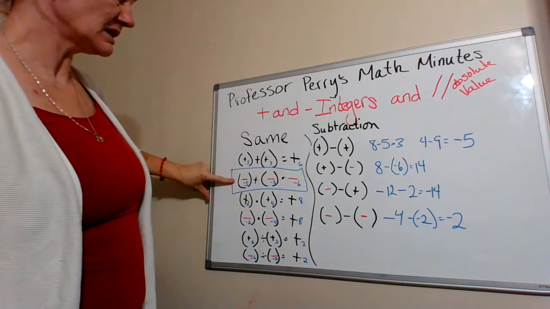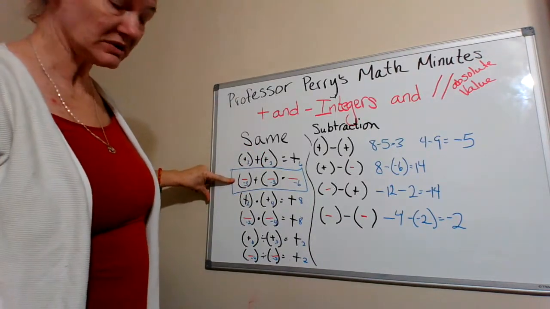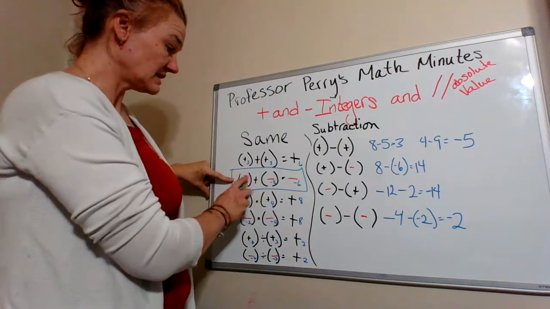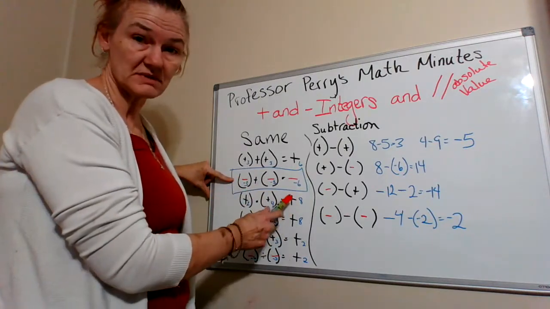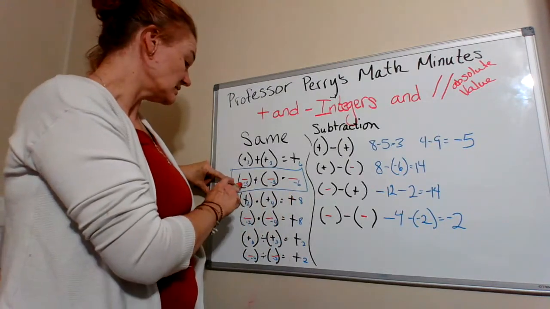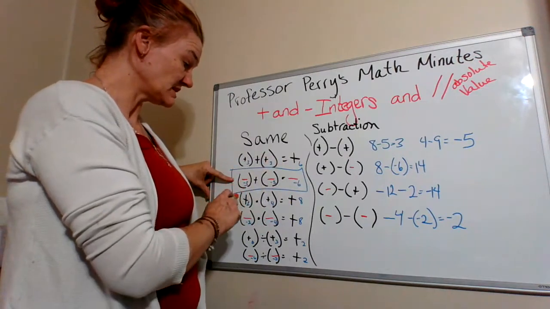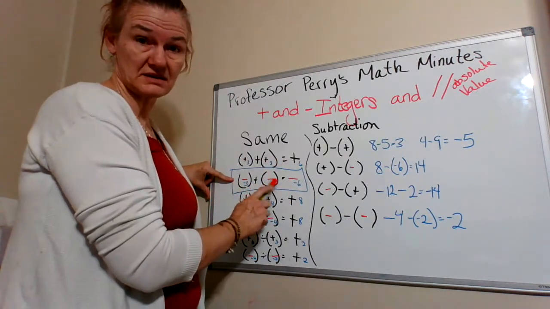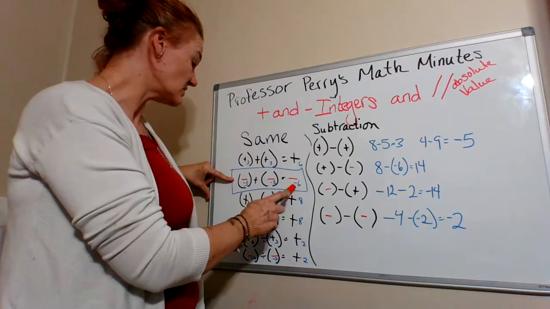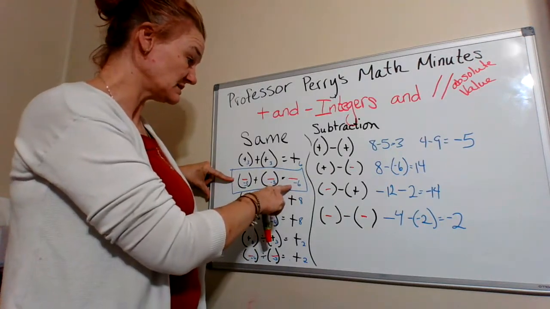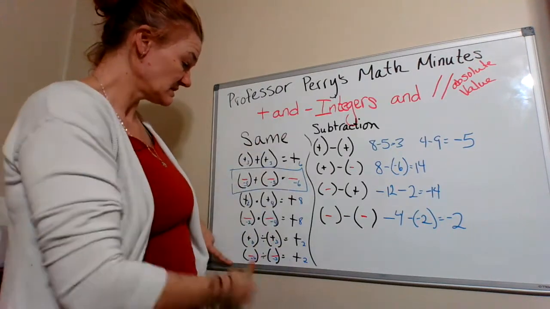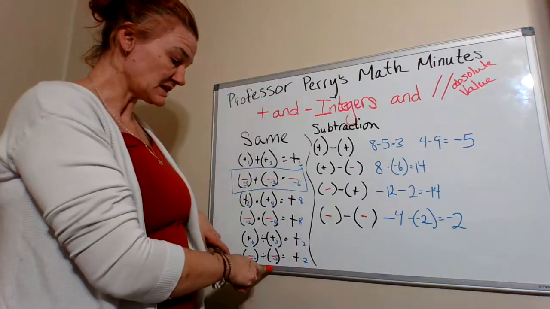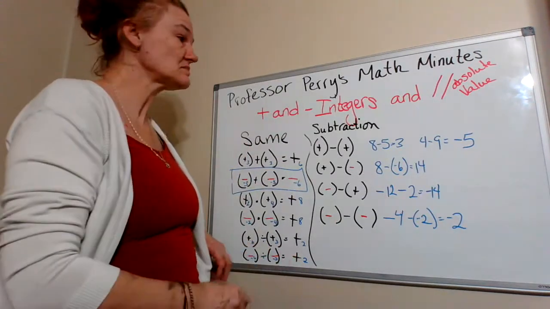The only weird thing about that rule is this one right here, a negative and a negative is going to be a negative. So, for example, this would be minus 3 and a minus 3. It's going to be a minus 6. That is the only one that ends up with a minus. Everything else, if you have the same on both sides, will come out positive.